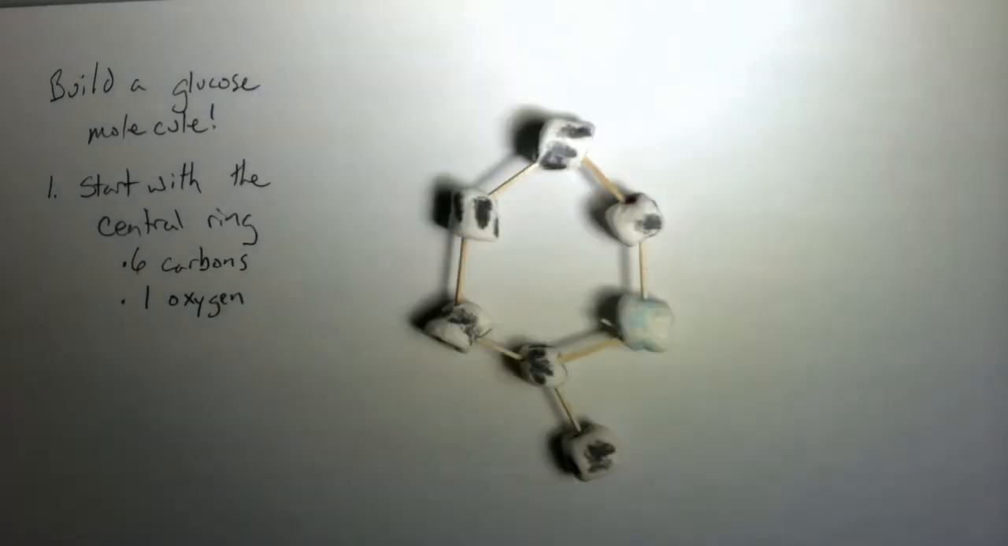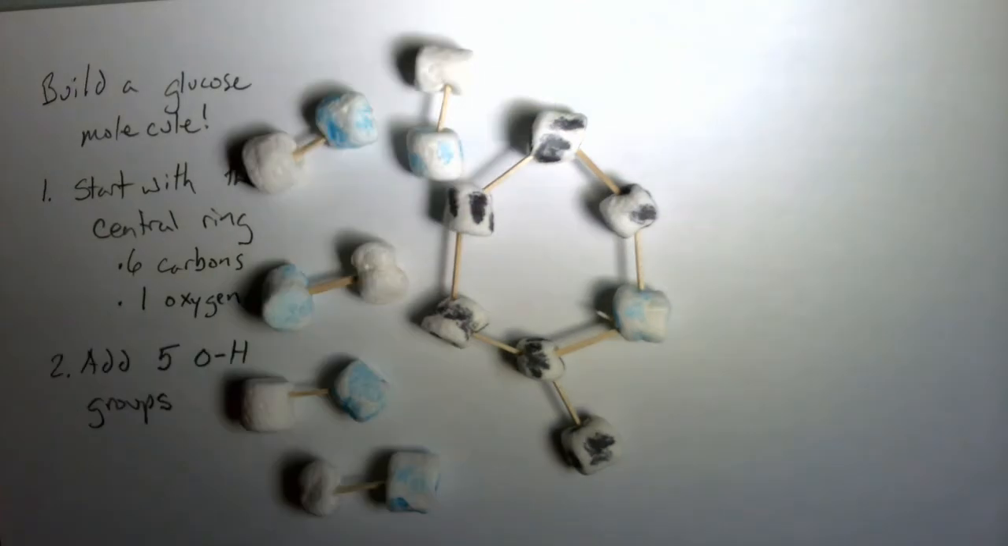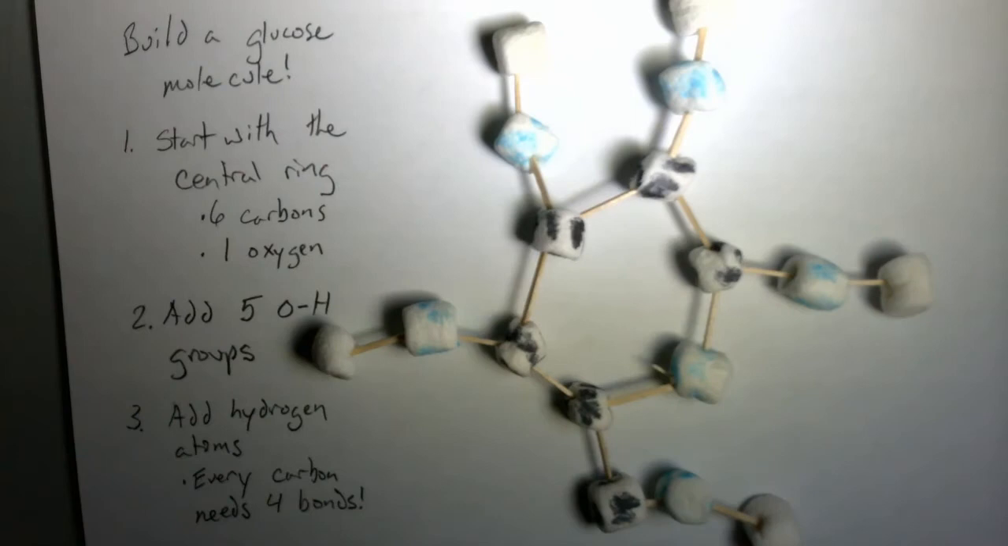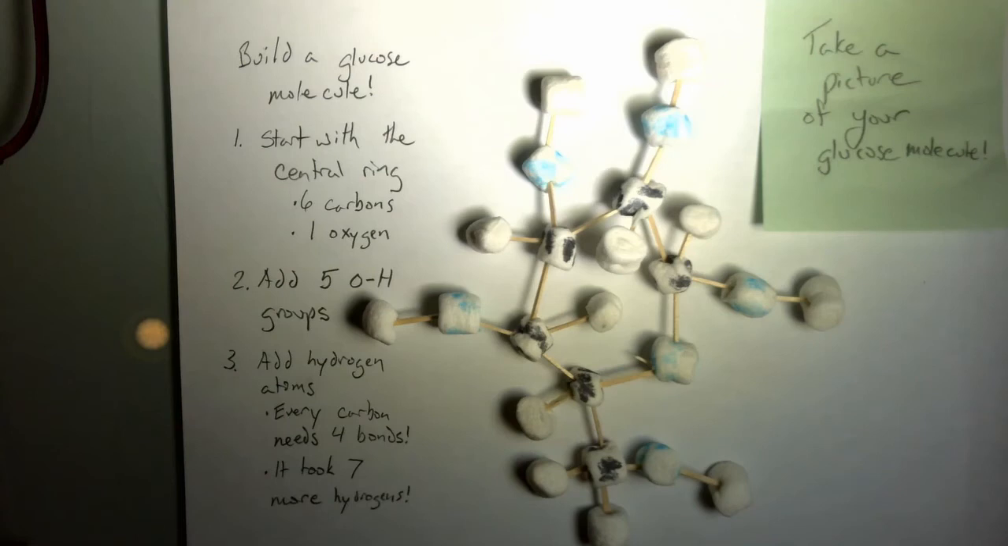Glucose has a central ring made of 6 carbon atoms and 1 oxygen atom, as thus. You also need some OH groups, oxygens attached to hydrogens, 5 of those. Take those and connect them to your central ring, sticking off of those carbon atoms there. Finally, take your remaining 7 hydrogen atoms and connect them to any carbon atoms that don't have 4 bonds already. That's it for glucose. Go ahead and take a picture. You'll use that later in Google Classroom.